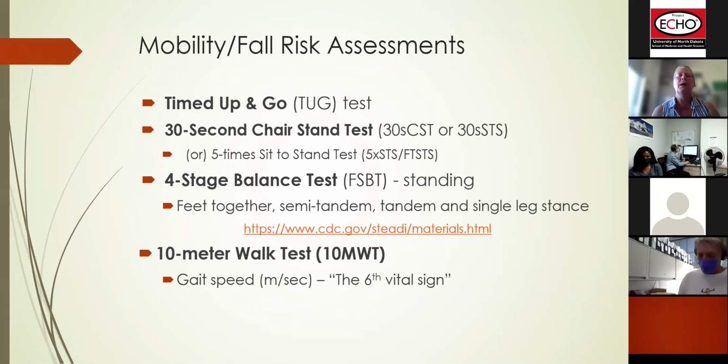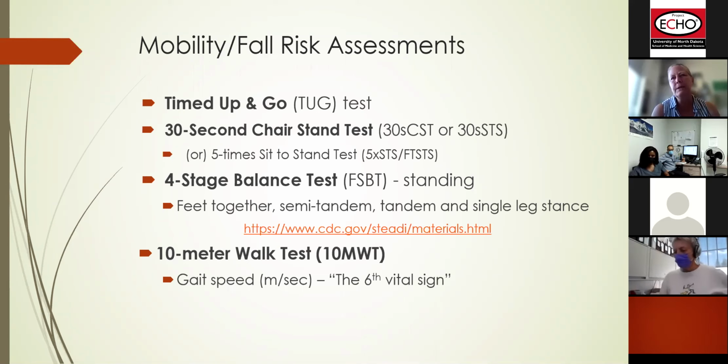When we look at mobility and fall risk, you guys identified that you might do the Timed Up and Go. Another easy test to do for lower extremity strength and balance is the 30-second chair stand test. You just have the person cross their arms and stand up as many times as they can in 30 seconds. And there are age norms for that. The other one the STEADY program recommends is the 4-stage balance test. This is just doing a Romberg testing.